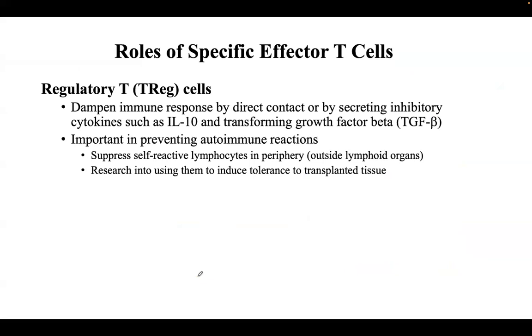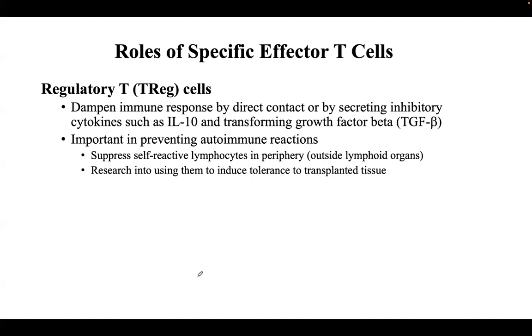Now, there is another effector cell that we have heard about, the T regulatory cell. Are they as active as the helper cells are? Probably not. T regulatory cells are known to dampen the immune system sometimes, by direct contact or by secreting inhibitory cytokines. If needed, T regulatory cells can do that. Basically, it regulates the immune system. That's why the T regulatory cell is important in preventing autoimmune disease. And what is autoimmune disease? It means you are killing your own cells, right? So they suppress the self-reactive lymphocytes.